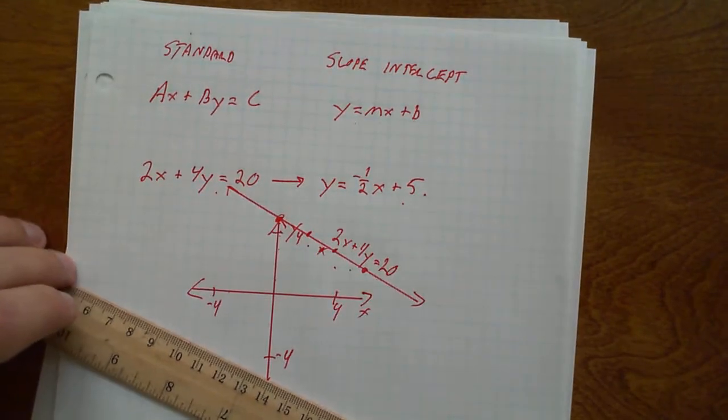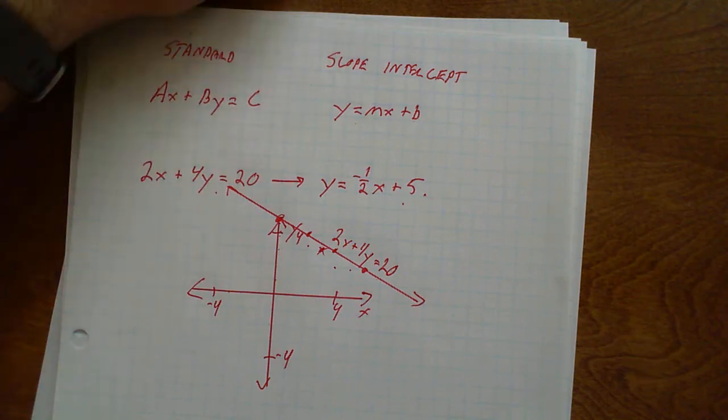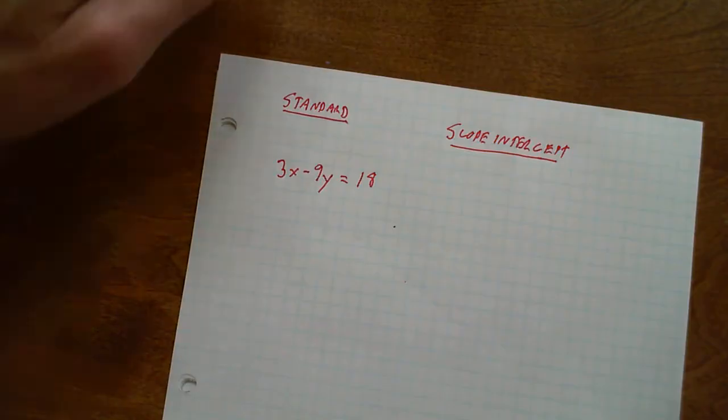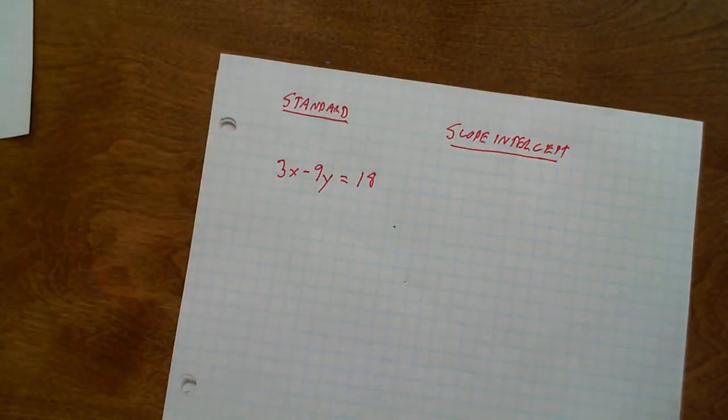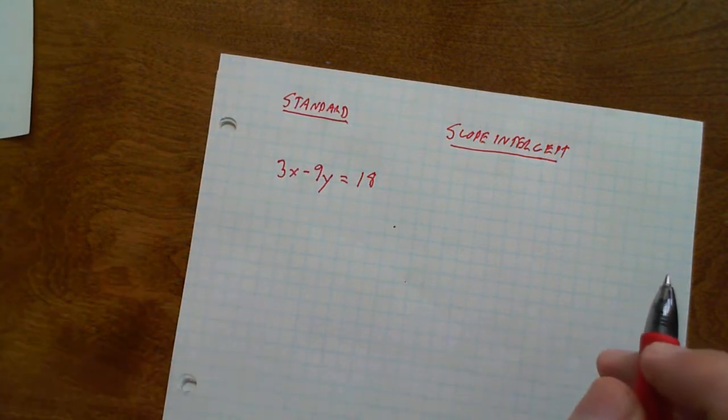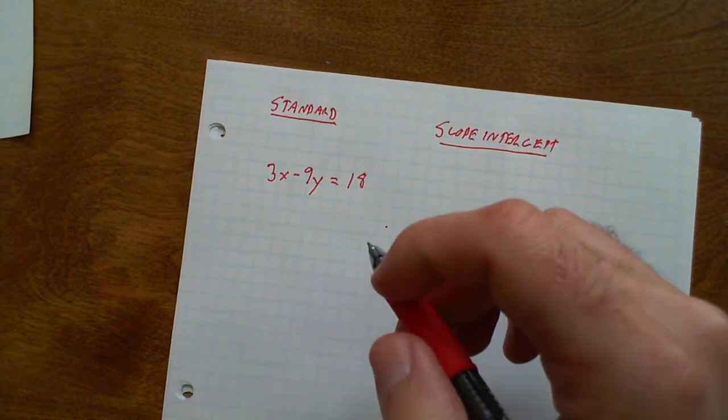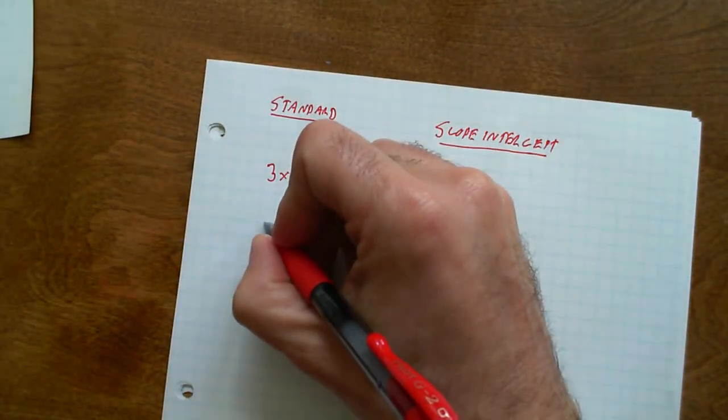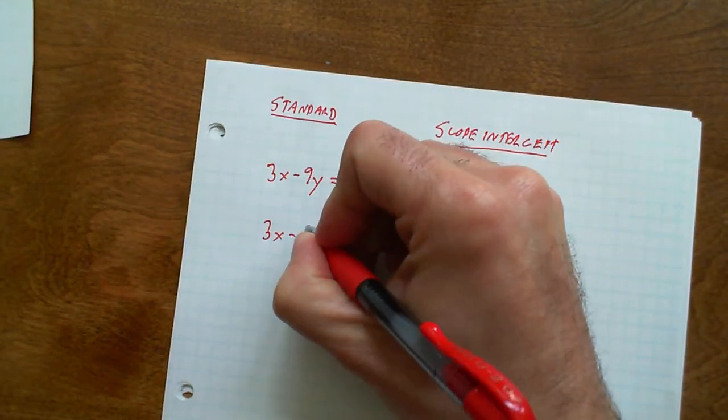Okay, let's do a couple more. Standard form. Let's put it in slope-intercept form and then graph it. 3x minus 9y equals 18. You go ahead and pause it and try this on your own, and then graph it. If you do all this on your own, you're doing great. You don't need to watch any more of this video. But I'm going to go ahead and do this now.